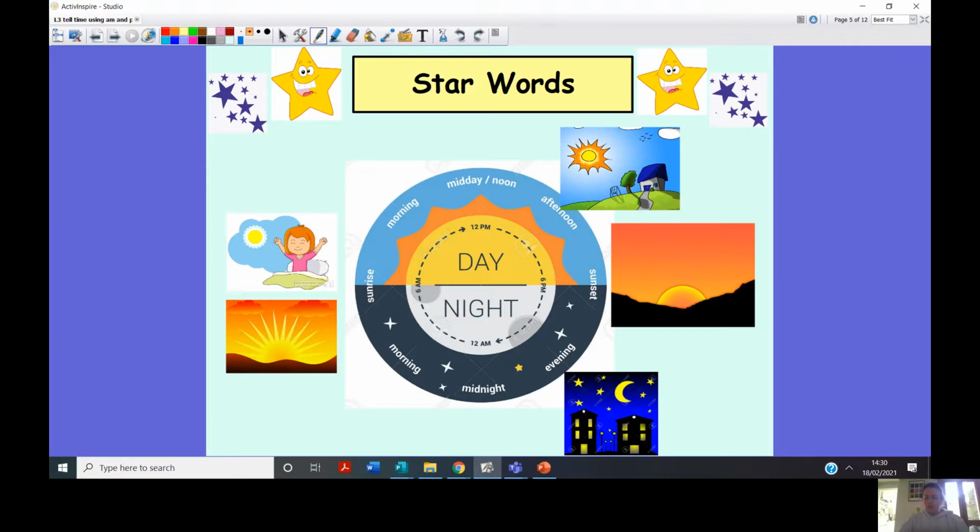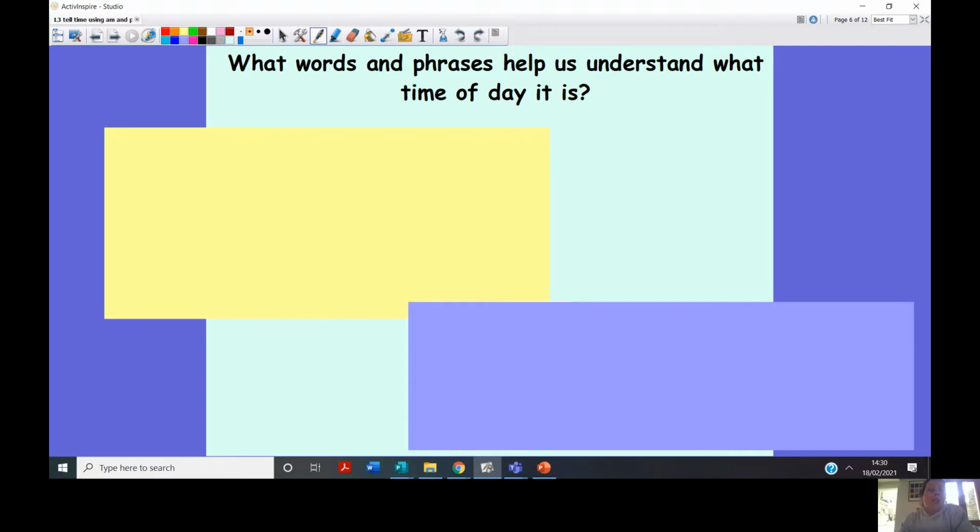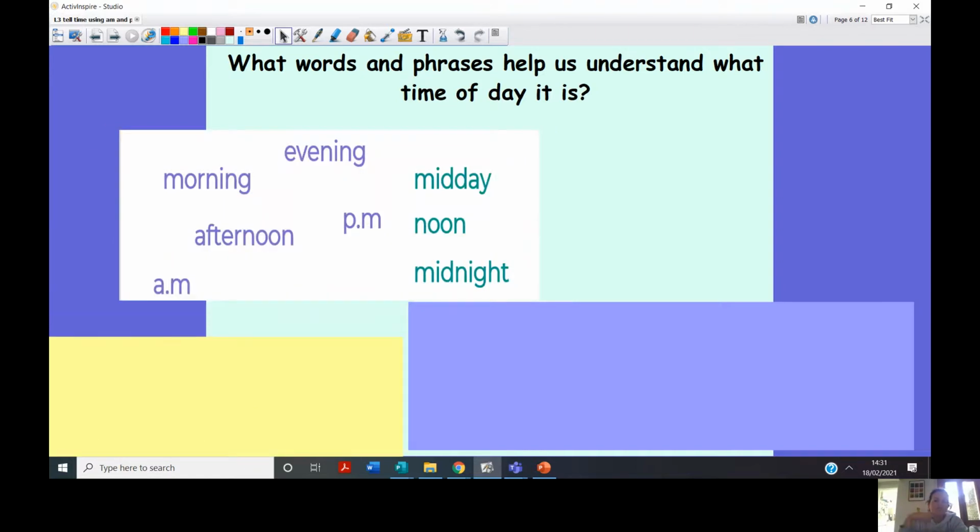Or maybe you can help me with thinking up some star words for today. What words and phrases help us understand what time of day it is? What words, phrases and sentences do we use to help us understand what time of day it is? Have a think. Maybe you want to say a few out loud? I'll show you a couple of the ideas that I've had. Morning, evening, afternoon, AM, PM, midday, noon, midnight.